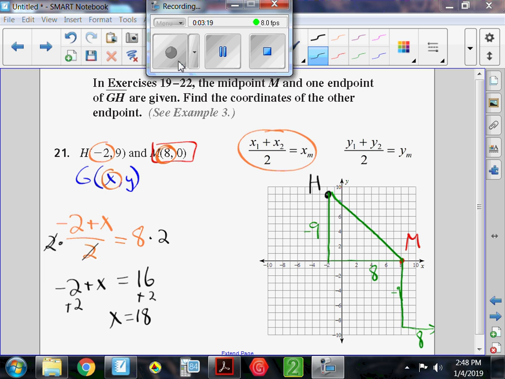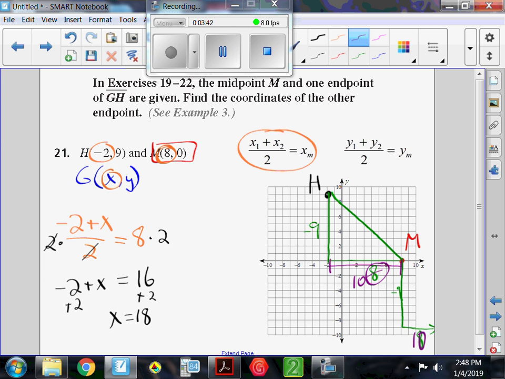Okay, I had to pause for a moment there and see what my mistake was. My mistake was that right here on the graph, I said that I was counting over 8, but I wasn't counting over 8. I was counting 8 from the 0, but this length from -2 over to 8 is really 10 units. So if I added 10 more to the 8, it would give me an 18. So the 18 is correct.